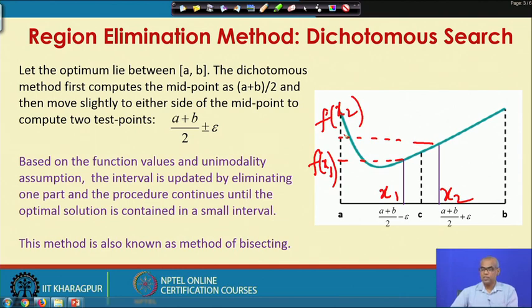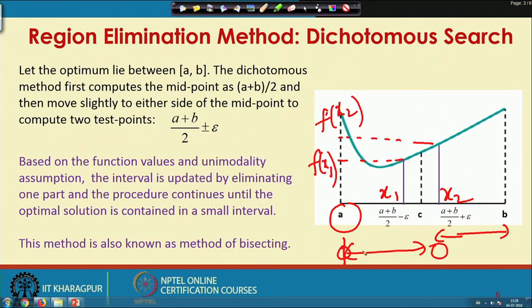So, as the figure suggests here, the function value at x1 is less than the function value at x2. So, definitely the minimum does not lie between x2 and b. So, what I will do is, I will take x2 as new b and my interval now will be this a to x2, which is renamed as b. So, I find out the midpoint of this new interval and again two symmetric points around it and continue the process. This method is also known as the method of bisecting.